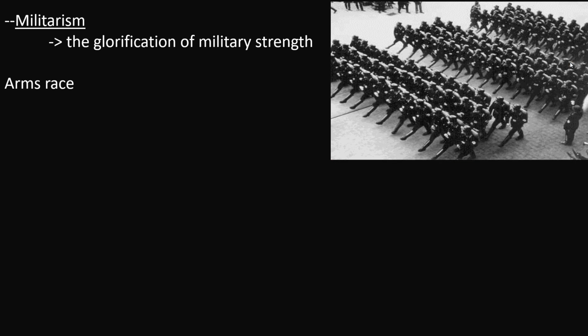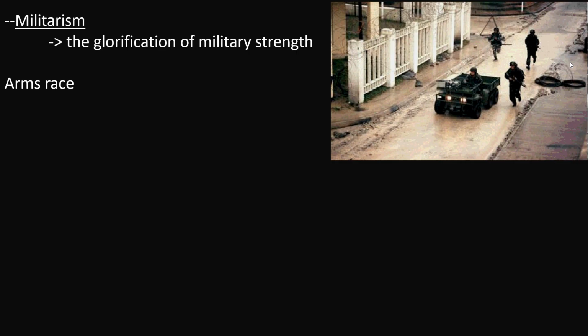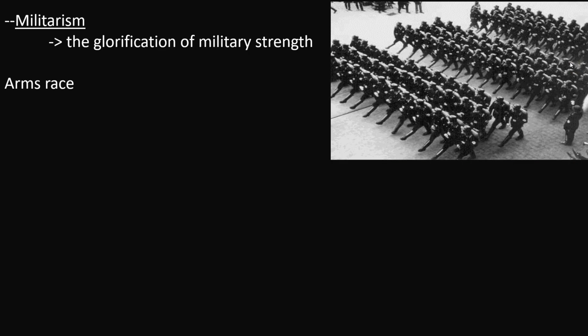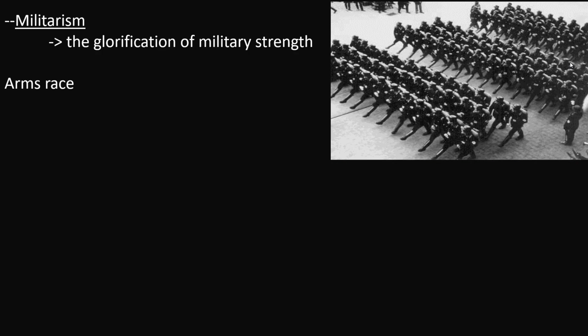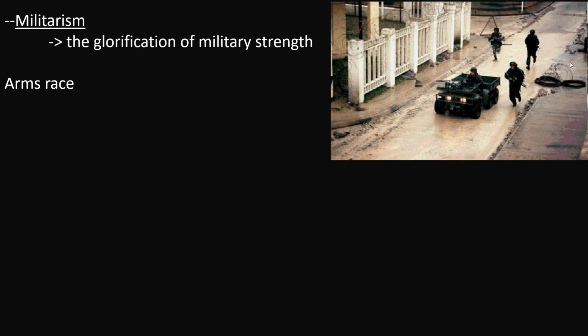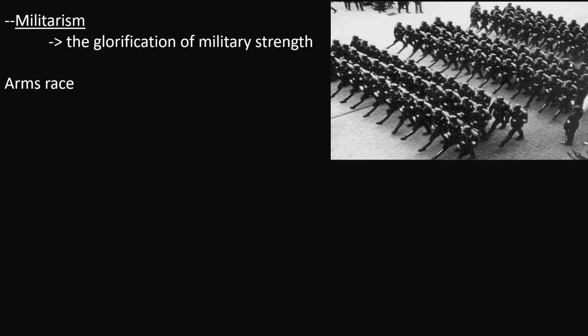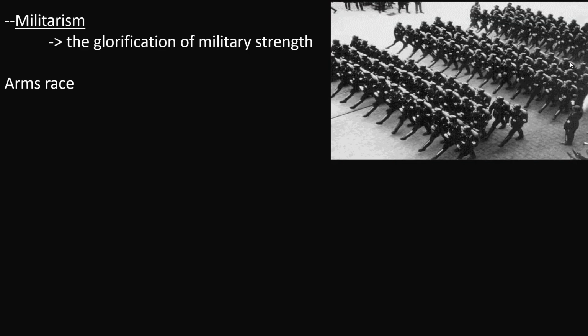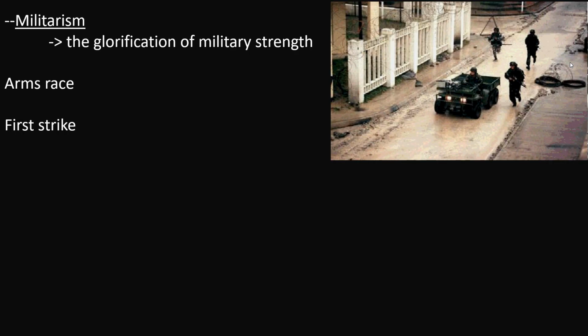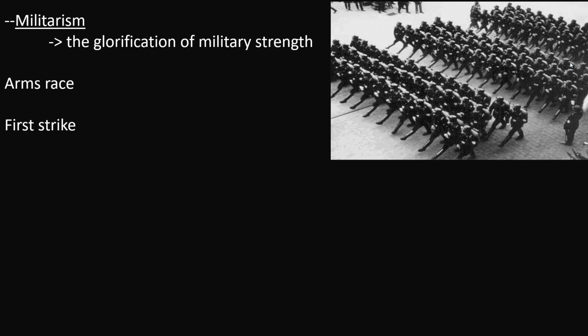Because if you know that any conflict is going to be settled on the battlefield, you had to be ready. And so everybody was trying to have the larger army, the more powerful weapons. And you had militaries being built up all over Europe. A country's first defense was actually first strike. If they look like they're going to attack you, you don't wait till they do. You hit them first.